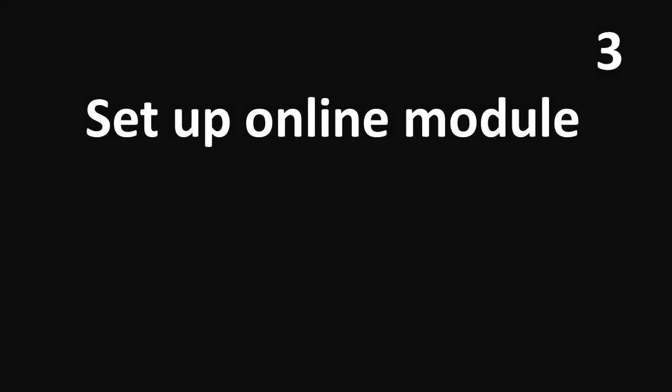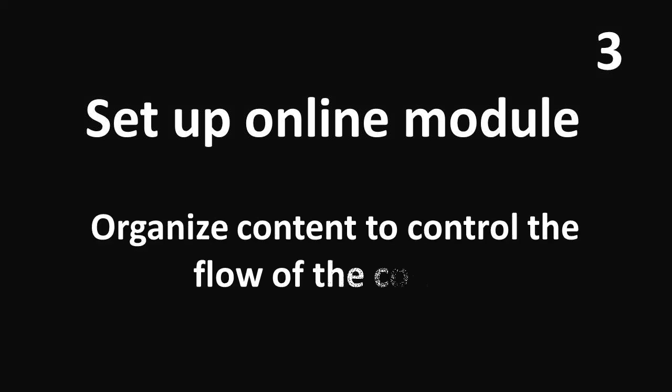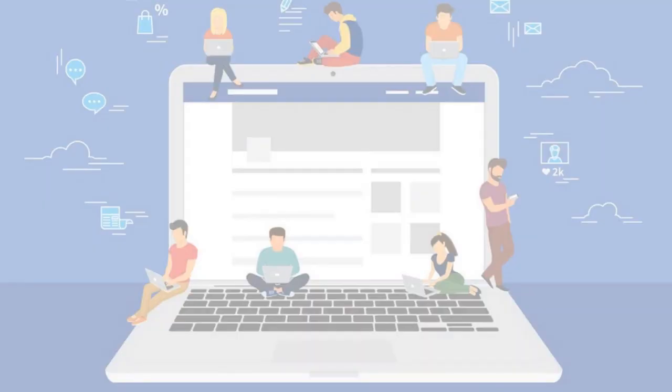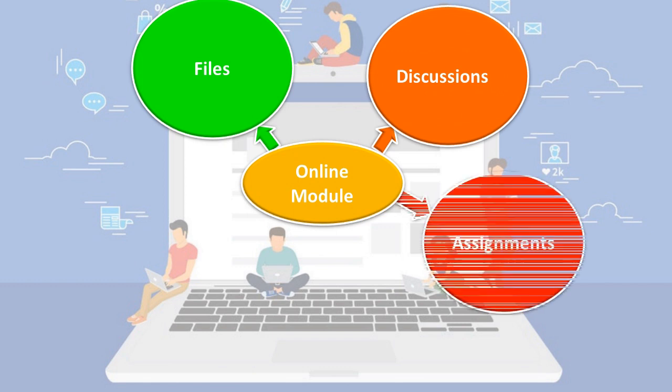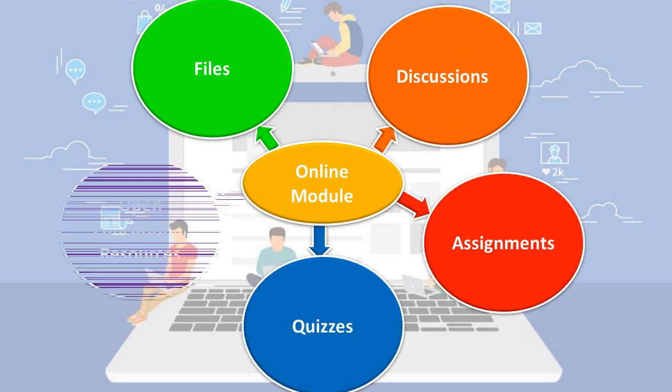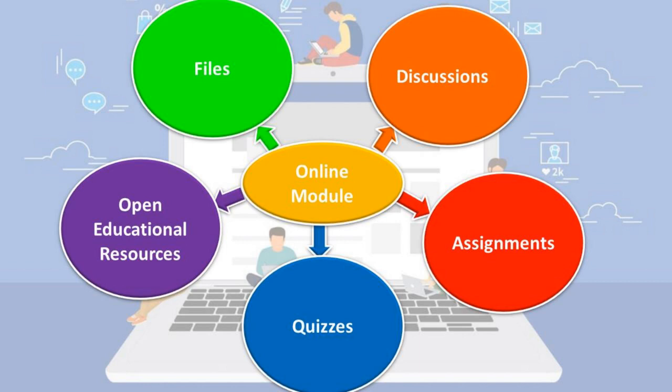Next is set up online modules. Modules allow instructors to organize content to help control the flow of the course. Modules are used to organize course content by weeks, units, or a different organizational structure. Modules especially create a one-directional linear flow of what learners should do in a course. Each module can contain files, discussions, assignments, quizzes, and other learning materials. Elements within the modules can also be reorganized as need arises.